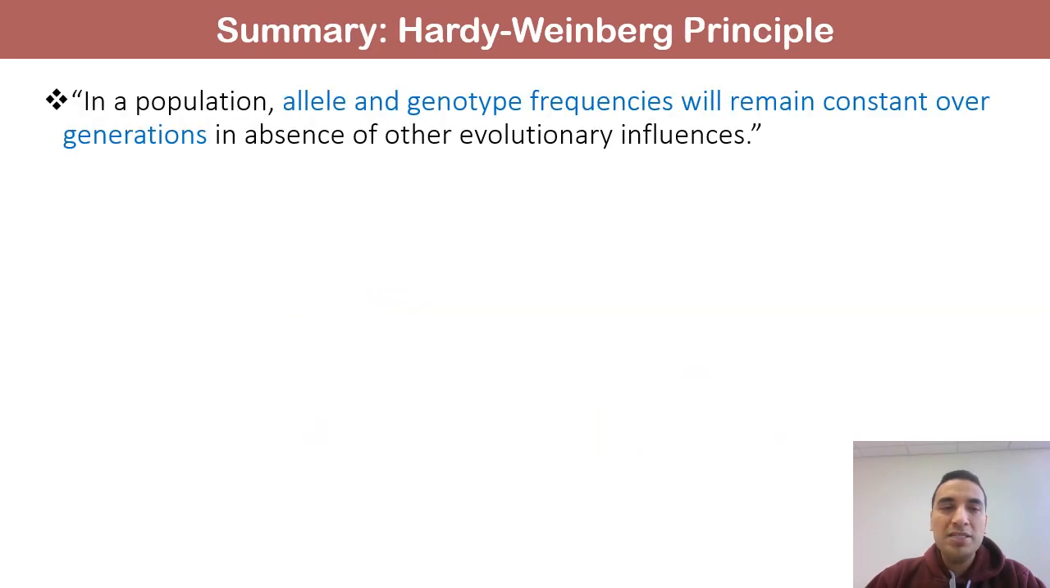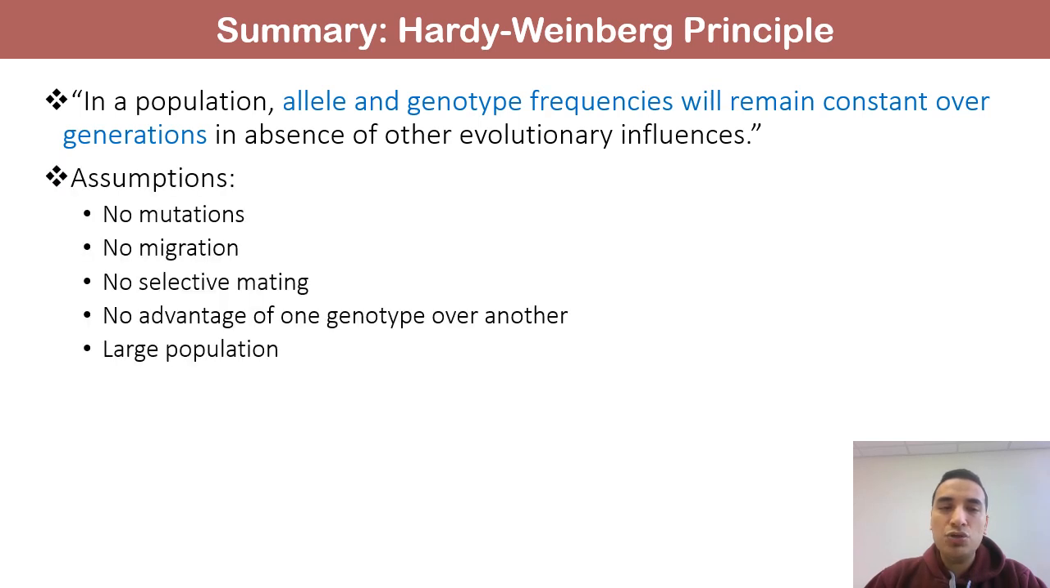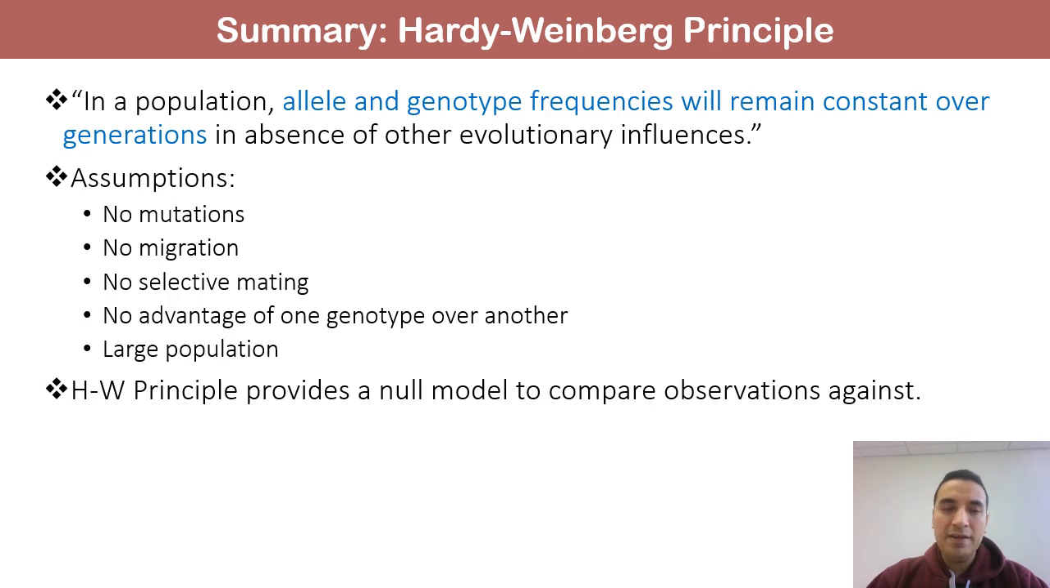So to summarize, Hardy-Weinberg principle says that in a population, allele and genotype frequencies will remain constant over generations in absence of other evolutionary influences. And what are those other evolutionary influences? Essentially, mutation, migration, selective mating, those would be the evolutionary influences. Hardy-Weinberg principle assumes that none of that is happening.